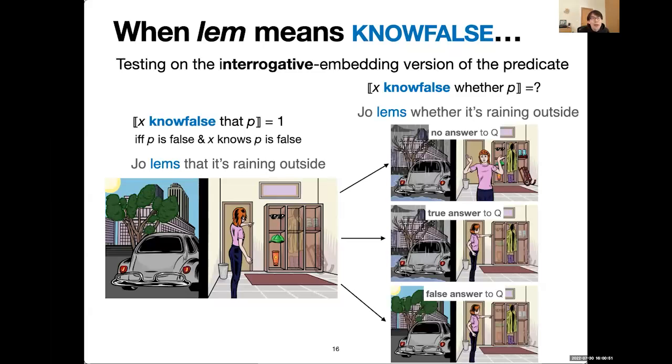And as before, they are asked to generalize the meaning to interrogative embedding sentences. That is, they are tasked to give a truth value to a sentence like Joe lems whether it's raining outside, given these three types of scenarios.